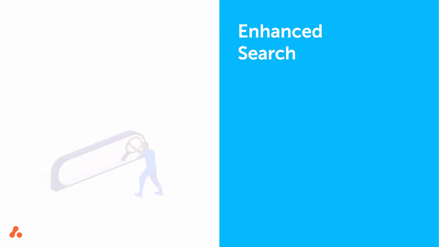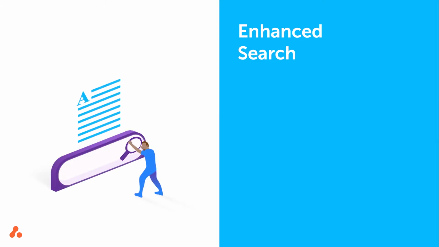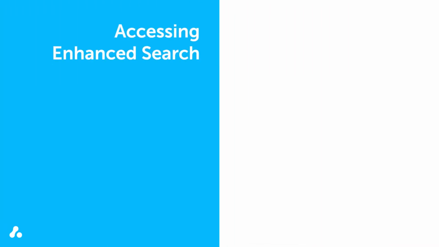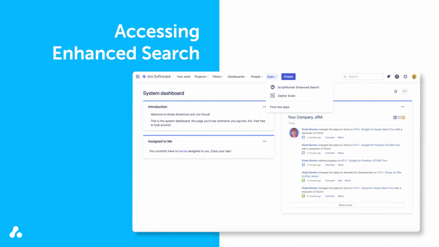Let's say that Jamal from Great Adventure needs to create a filter that shows closed issues with subtasks that are still open. He wouldn't be able to do this with Jira's native search feature because the subtasks of JQL function is only available in enhanced search. To use ScriptRunner's enhanced search feature, Jamal must access it directly from the app's dropdown by selecting ScriptRunner Enhanced Search.